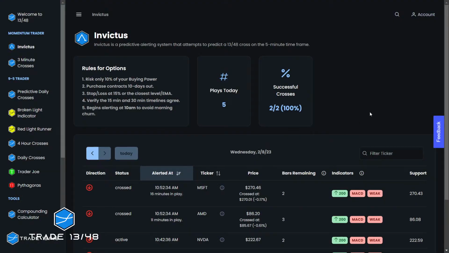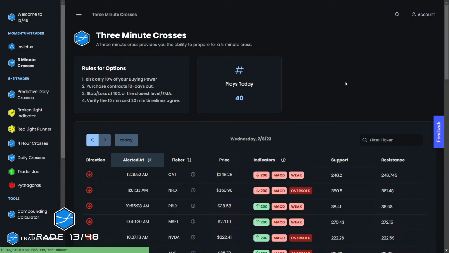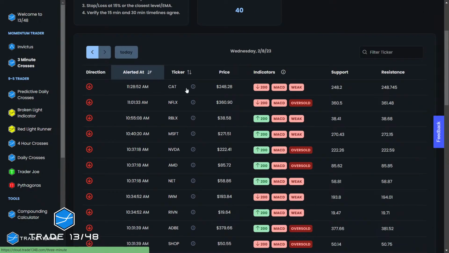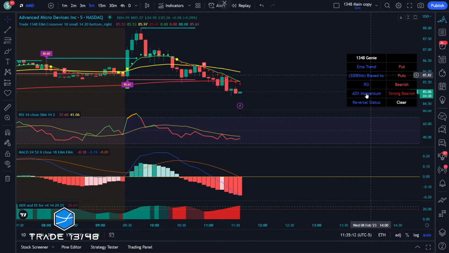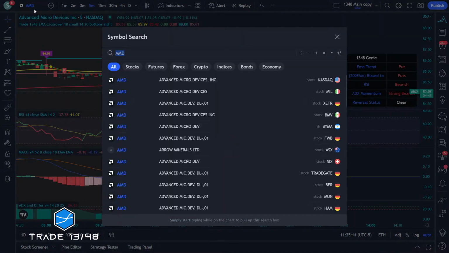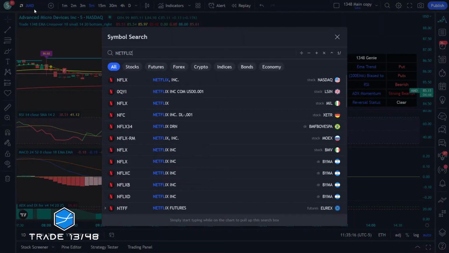Each and every day, I'm going to grind this message into you guys. The market ain't going nowhere. Opportunity exists all day, every day. And again, with a platform like this, Trade 1348, you've got opportunities galore. Let's go ahead and look at Netflix. That happened at 11 o'clock. Let's see how that panned out.